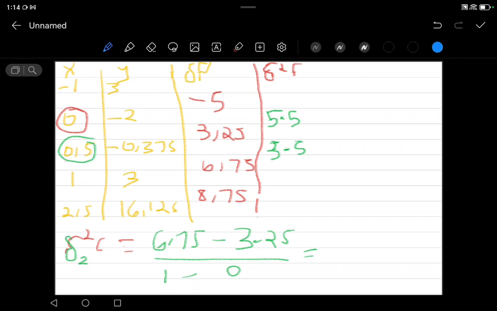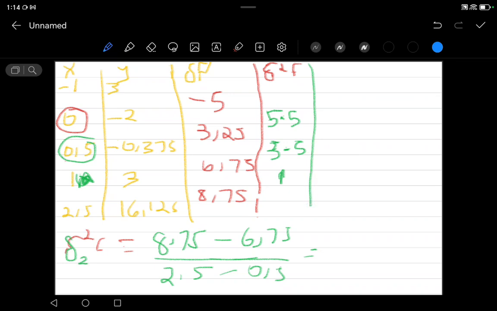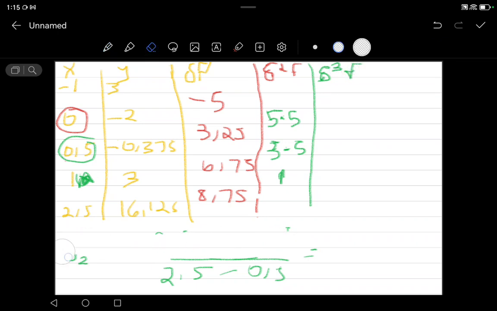And then the last one, we're going to say 8.75 minus 6.75 over, we're going to skip this value, so it's going to be 2.5 minus 0.5. And then we get the answer as 1. So we're done with the second one. Okay, and then now let's go to the third one. So it's going to be delta cube f.